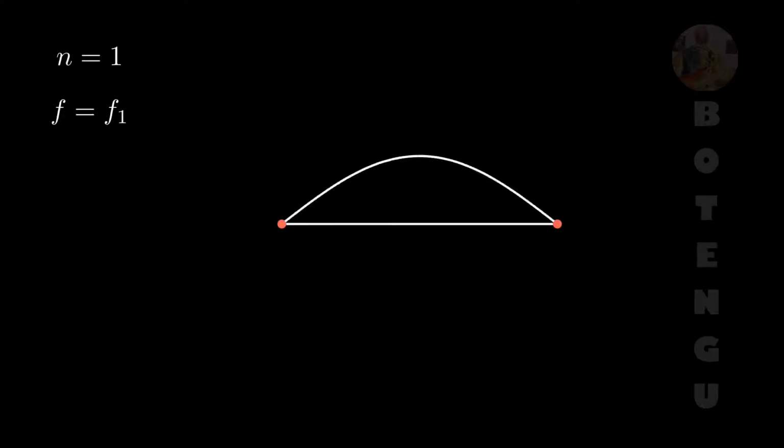The string can vibrate so that the middle point spans the largest distance by only being restricted at the 2 ends. That point is also called the antinode. We call that mode of vibration the fundamental mode or the first harmonic.